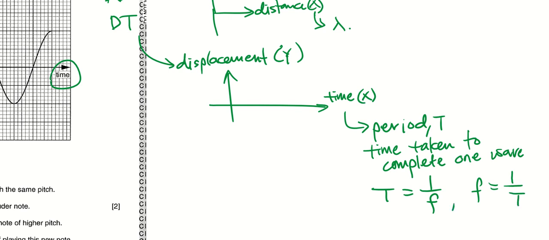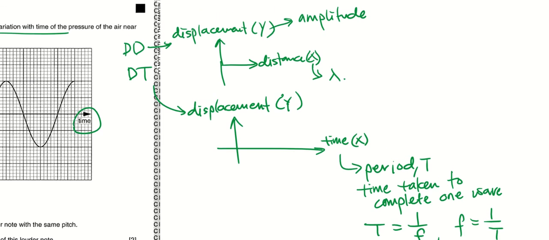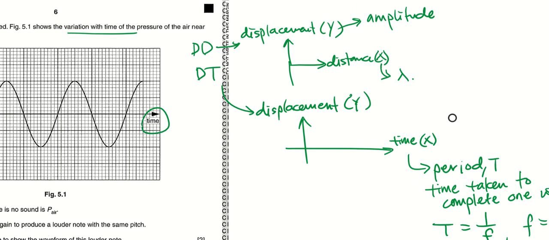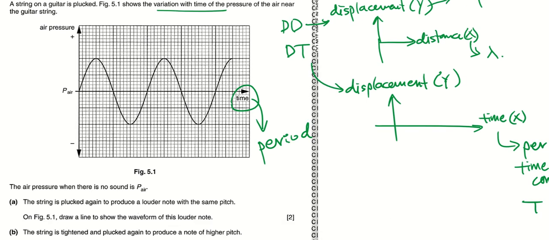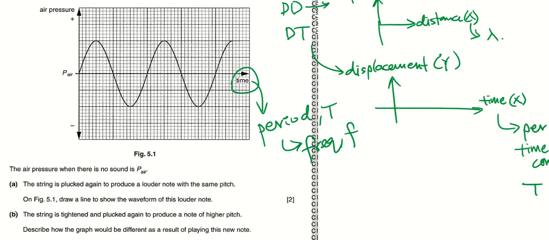Okay, so these are the two graphs associated with waves. One is DD, displacement distance. The other one is DT, displacement time. However, now it's air pressure versus time. That means for the time, I can only get period. I cannot get anything like wavelength. If I have period, then I can later on find my frequency. Okay. The air pressure when there's no sound is P air, which is here, right?